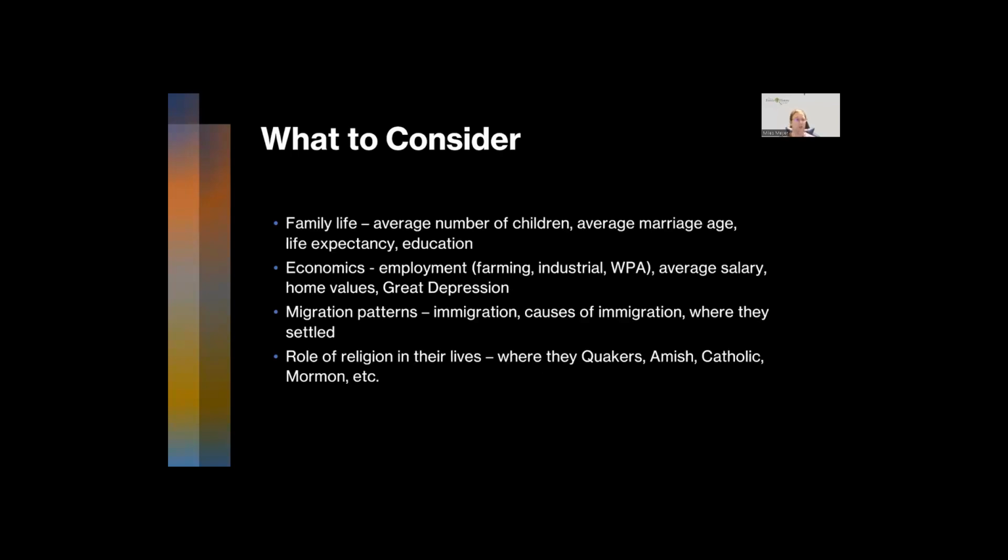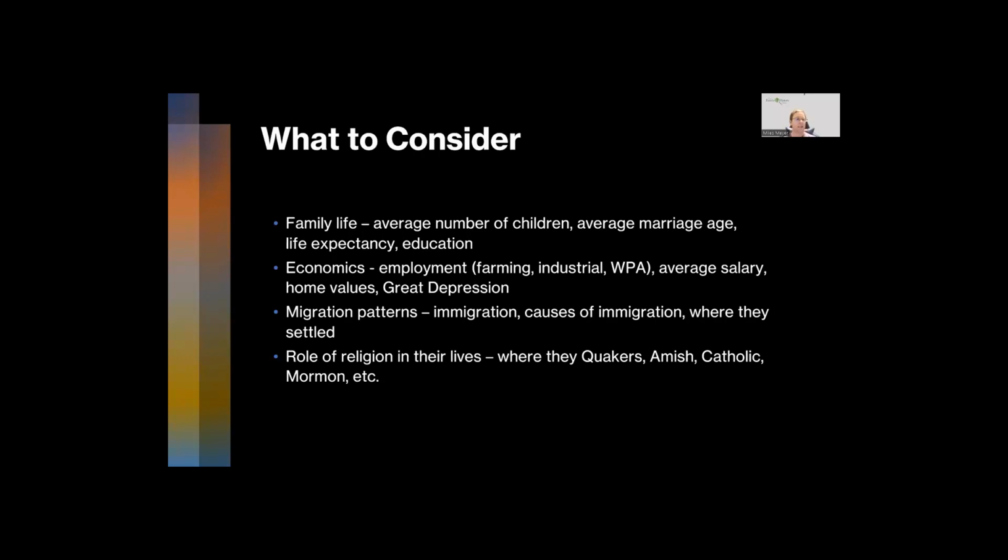We can look at their family life, things such as the average number of children, the average marriage age, life expectancy, and education all have effects on their lives. One of the things that's been coming up a lot in some of the things I've been listening to was the marriage age. If you were under 21 in many states, you had to have parental permission in order to get married during the 1800s, early 1900s. So that was an important thing.